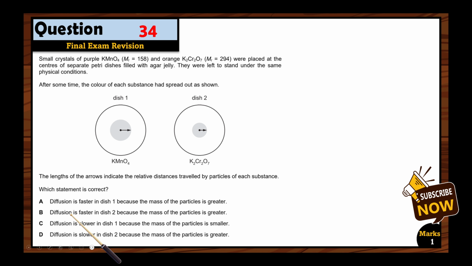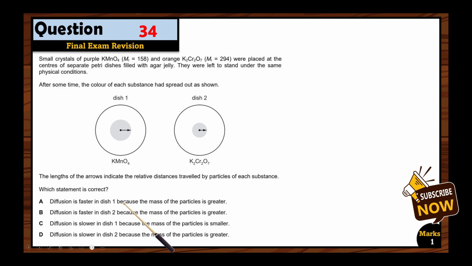So now let's see the options. Diffusion is faster in dish 1. Yes, that's right. Diffusion is faster in dish 2. No, that's wrong. Diffusion is slower in dish 1. No, that's wrong. Diffusion is slower in dish 2. Yes, that's right. So it means the first option and the D option can be right.